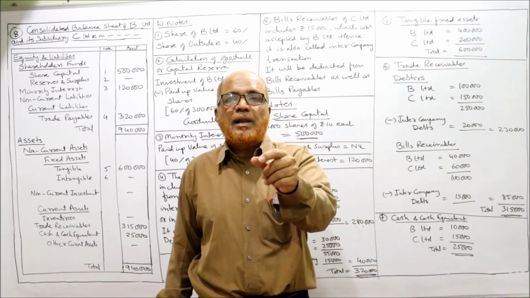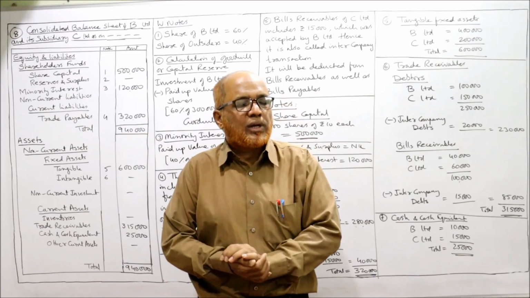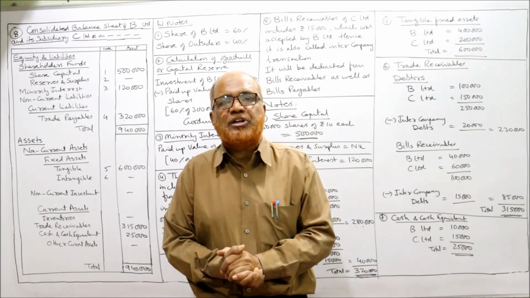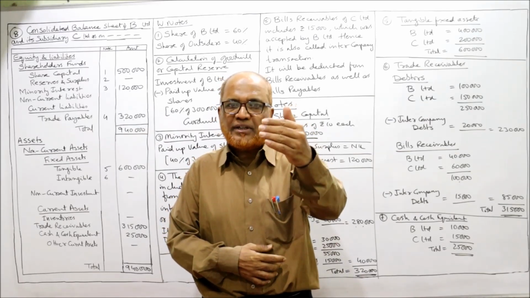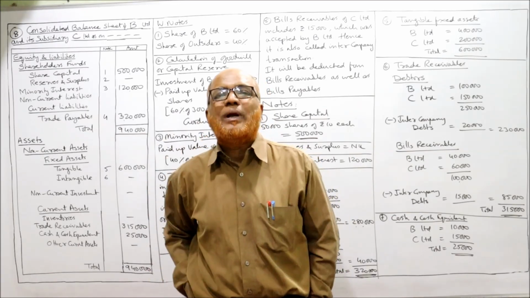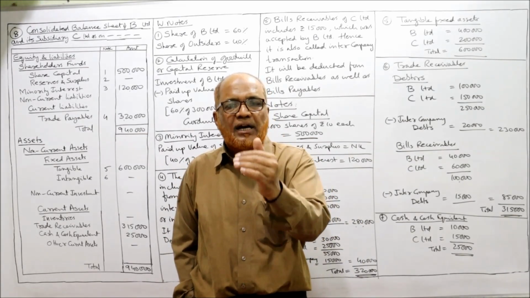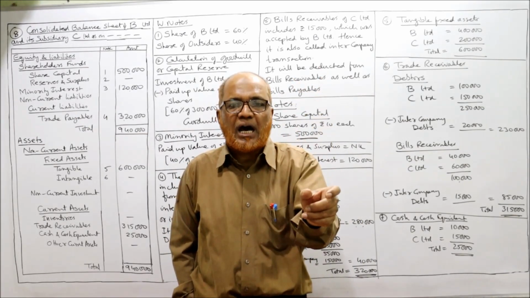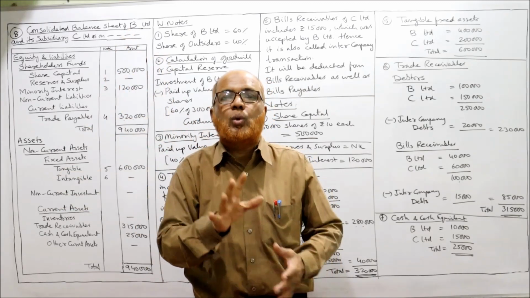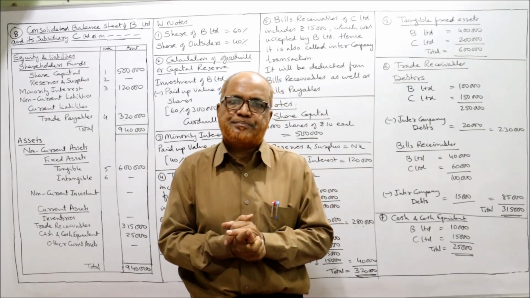In trade receivable, we add up bills receivable of B Limited, debtors of B Limited, debtors of C Limited. From the total, we deduct 20,000 rupees. That means 20,000 rupees will be deducted from total debtors and 20,000 rupees will be deducted from total creditors. That is the effect. Very simple.